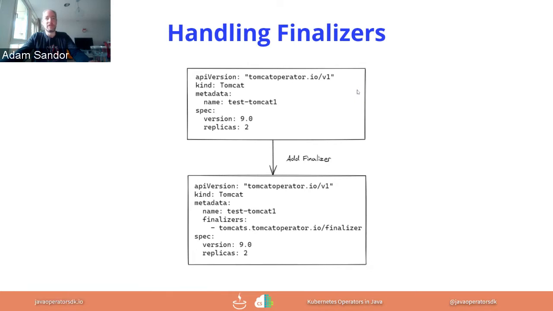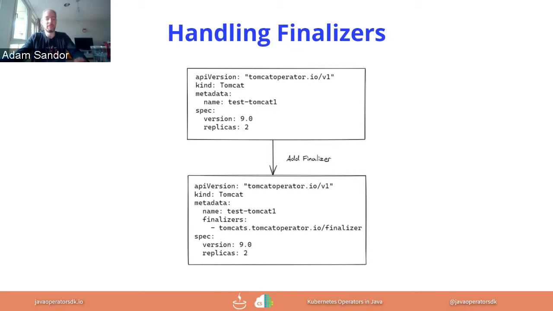Finalizers are an interesting feature of Kubernetes, which I, at least, never heard about before I started working on this Operator SDK. Finalizers allow you to make sure that a resource, in our case our sample Tomcat custom resource, cannot be deleted without the operator having a say in it.